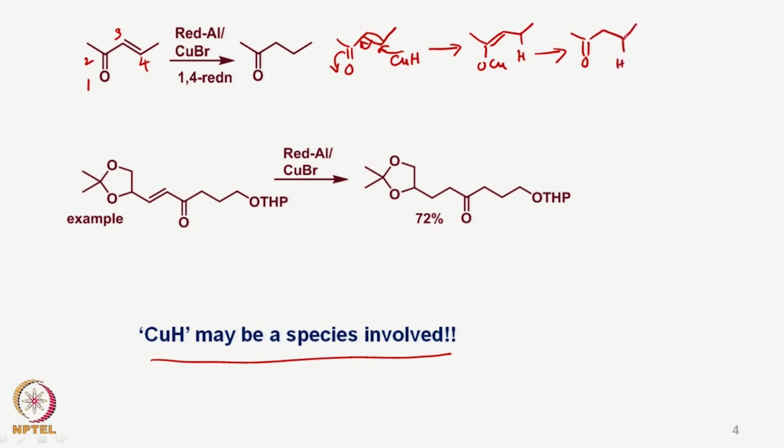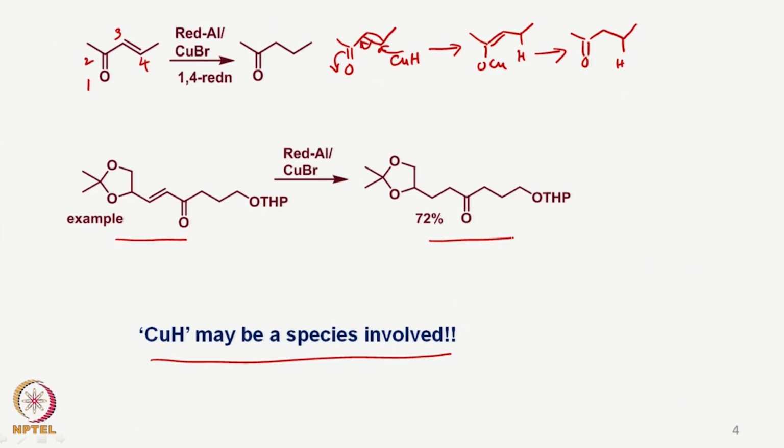So this is something similar to adding, say, dimethyl cuprate or such copper based reagents. In a similar fashion we can take a somewhat more difficult example and reduce it to the corresponding saturated ketone. There are many such examples in the literature where such a copper hydride type of species is believed to be involved in the reduction of alpha beta unsaturated ketones to the corresponding saturated ketone using Redal.